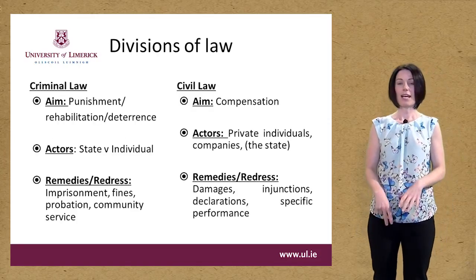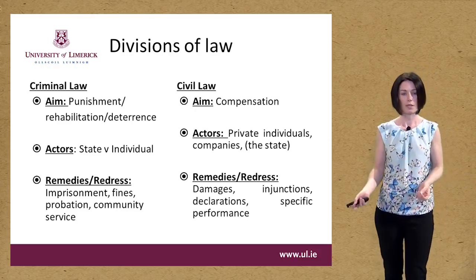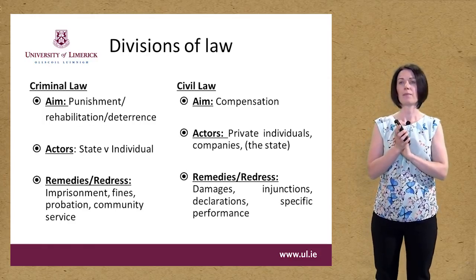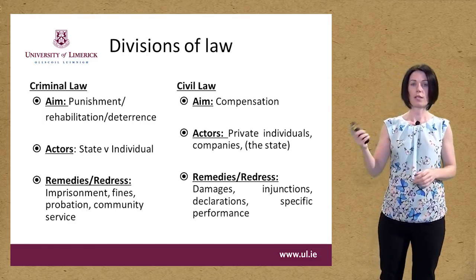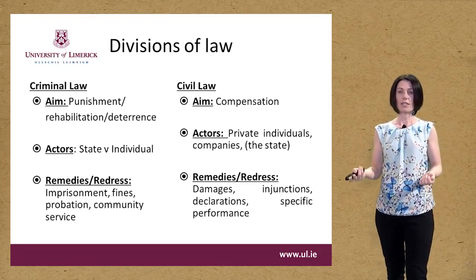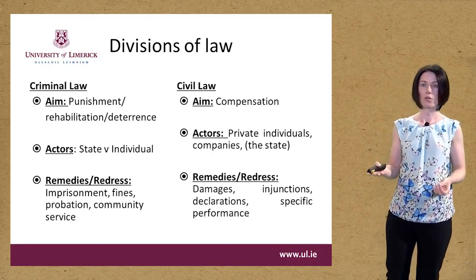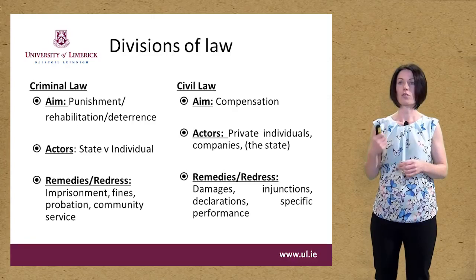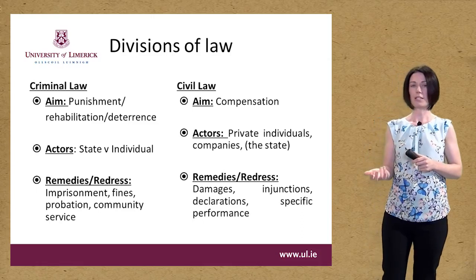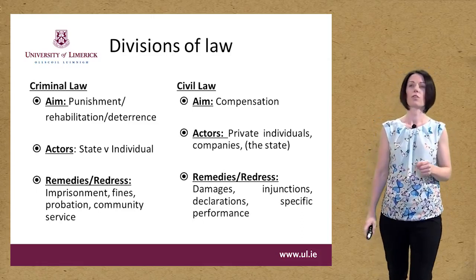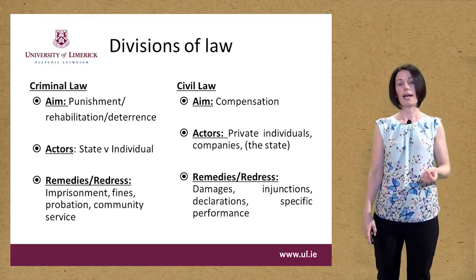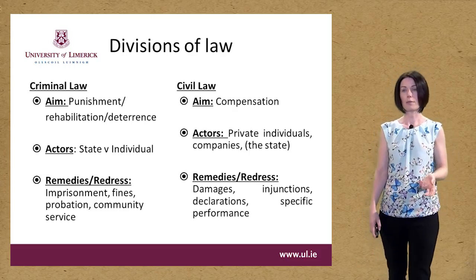So if we look then at the divisions between civil law and criminal law, and I've referred to these earlier, some of the main points to allow you to differentiate between civil law and criminal law are the aim, the actors within each, and the remedies or redress that will be given by the court in these different areas of law. In criminal law, the aim is punishment, rehabilitation or deterrence from criminal behaviour and criminal conduct. So it's generally punishment, which would lead to remedies that would generally be a fine or imprisonment.